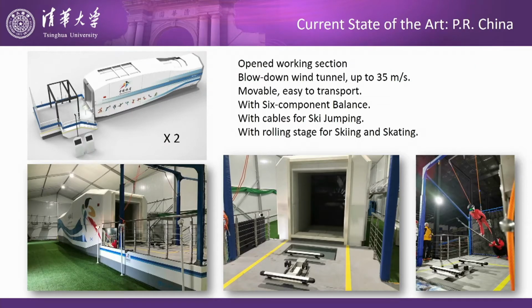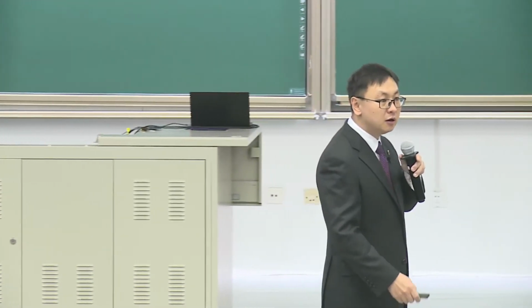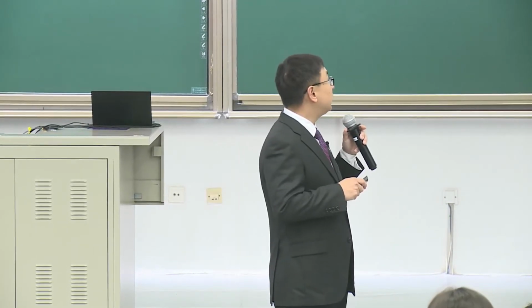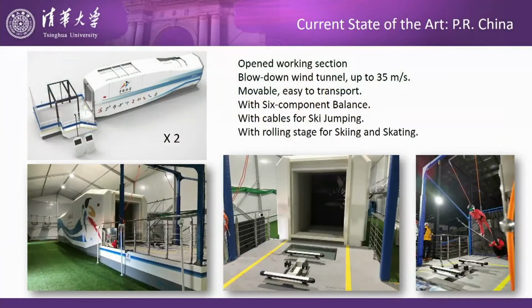What do we have in China? Don't worry, we have even better ones. First, the little brother. We have two of them. They are movable and can be transported by truck, so they can be transferred from one base to another, one city to another, to accompany the training programs of athletes. It has 6-component balances, cable for ski jumping, and a rolling stage for skiing and skating. This is a picture of it, a ski jumping training.